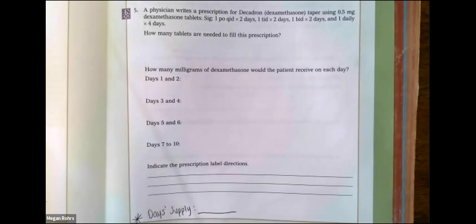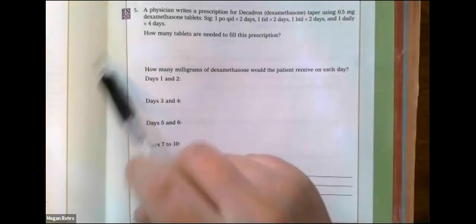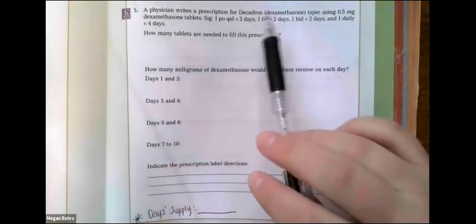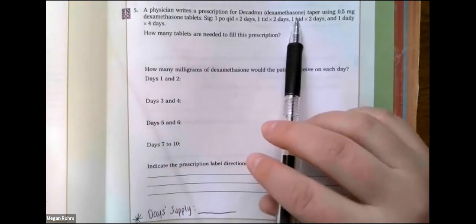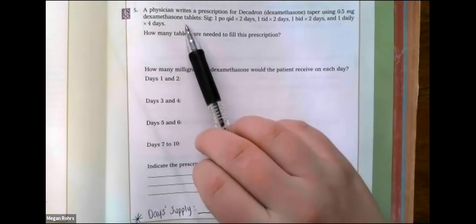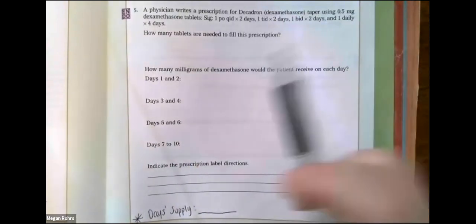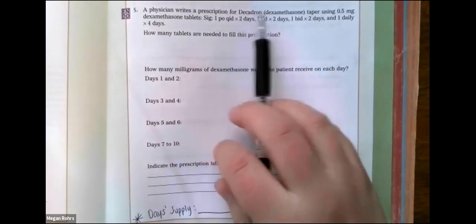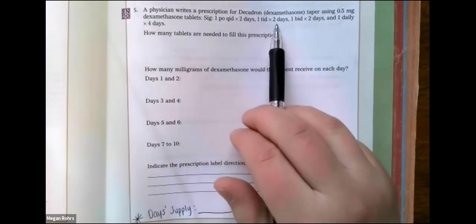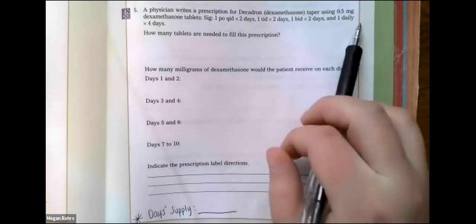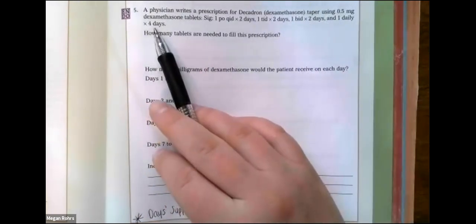Okay, I am on page 315. I'm in the post-test on number 5. So here, a physician writes a prescription for Decadron, dexamethasone taper, using 0.5 milligram dexamethasone tablets. The SIG is to take 1 by mouth 4 times a day for 2 days, 1 3 times a day for 2 days, 1 twice a day for 2 days, and 1 daily for 4 days.